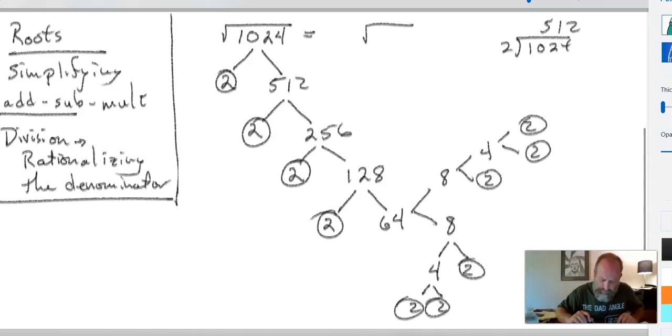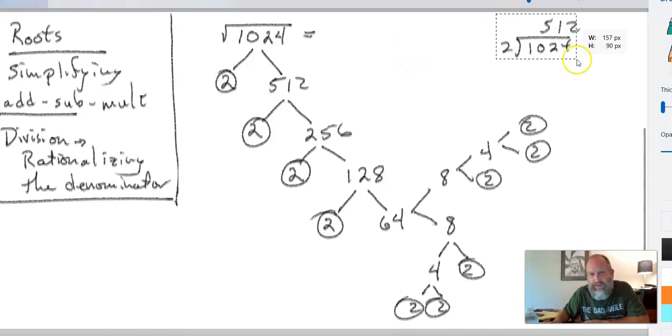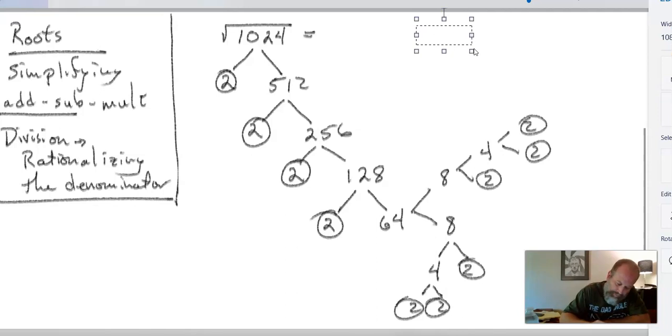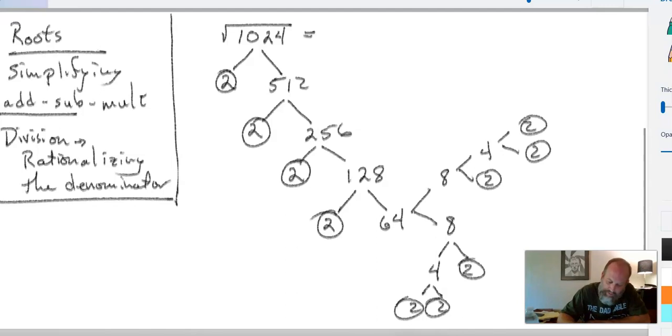So let's see. Ooh, you know what? Let's do this. I'm going to go ahead and get rid of that. And actually, let's go ahead and get rid of this too. And that way it'll give me enough room. Oops. There we are. All right, so I have my root. Let's try it again. There we go.